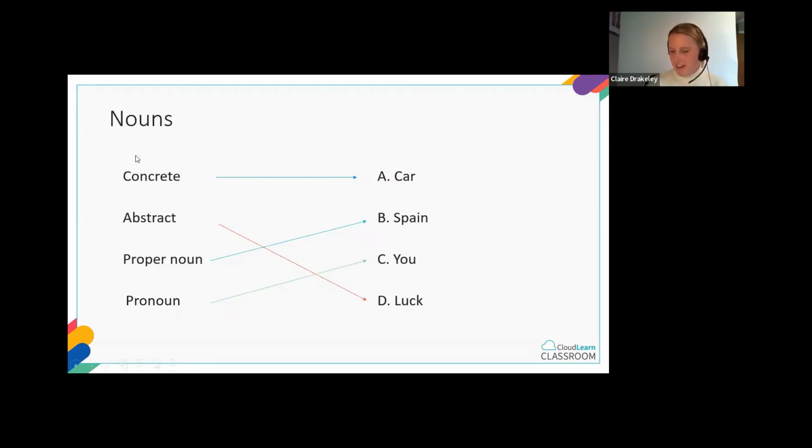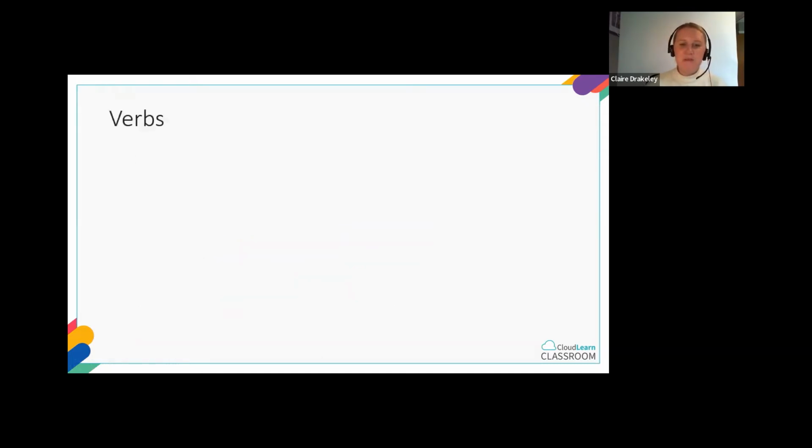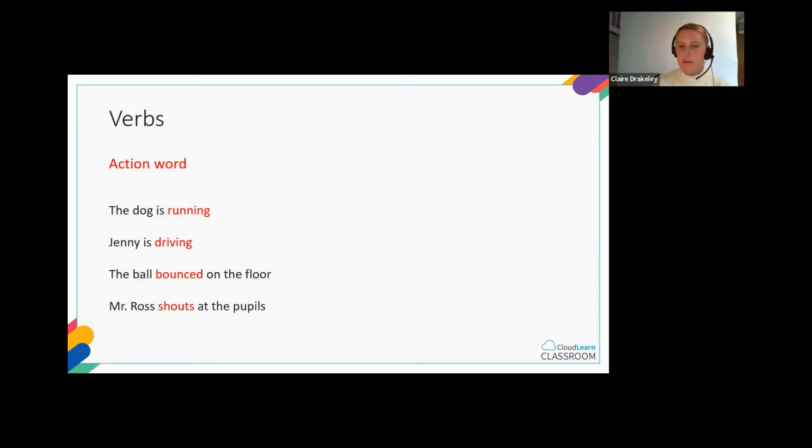Right, let me find out where I am now. Verbs. This is another word you might vaguely remember from school, and you may or may not remember that a verb is a doing word. It is an action. The noun is the subject of the sentence and the verb is the action describing what the noun is doing. For example, the dog is running, Jenny is driving, the ball bounced on the floor, Mr. Ross shouts at the pupils.